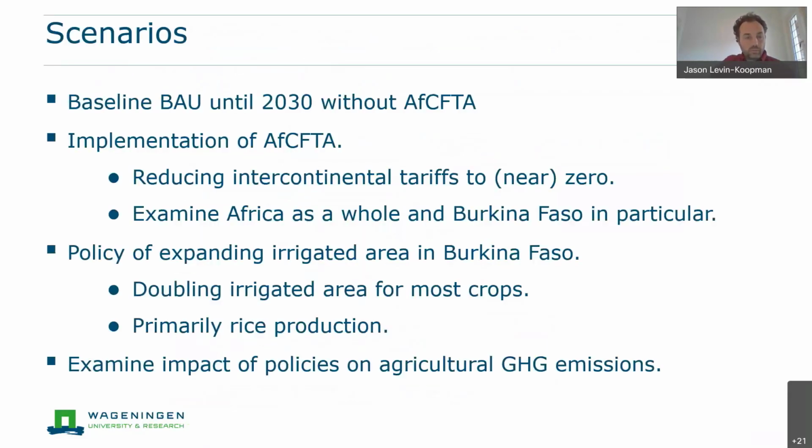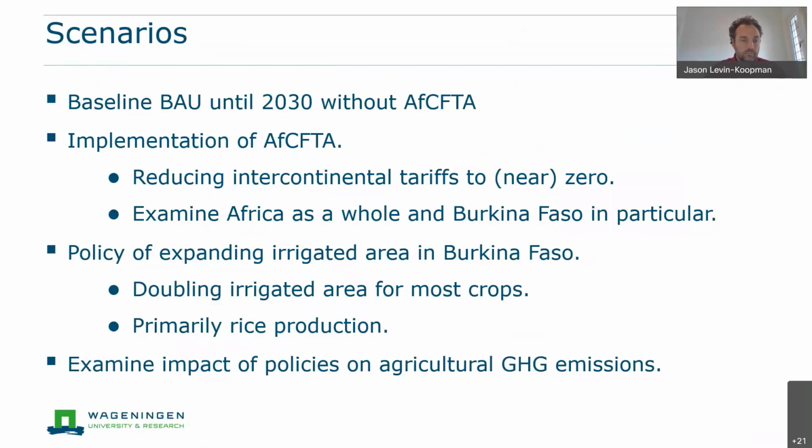So a little bit more into the scenarios that we are running. We have, again, the baseline business as usual until 2030 without the AfCFTA. Then on top of this, we implement the AfCFTA tariff reductions, and we're again looking at Africa as a whole, these different regions, but Burkina Faso in particular.